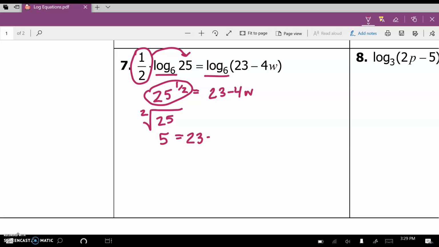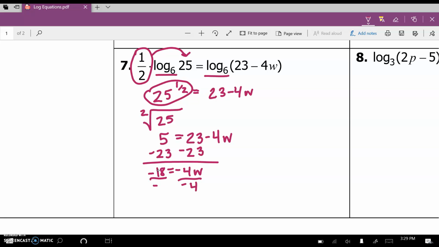Get my like terms together. So I would subtract that 23, and 5 minus 23 is negative 18, and I'm left with negative 4w.